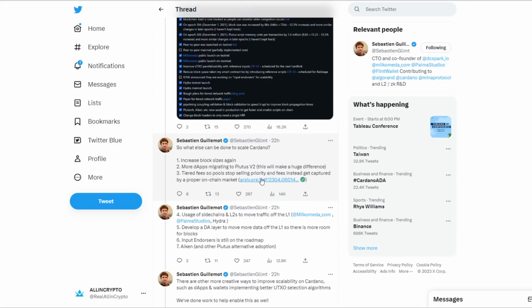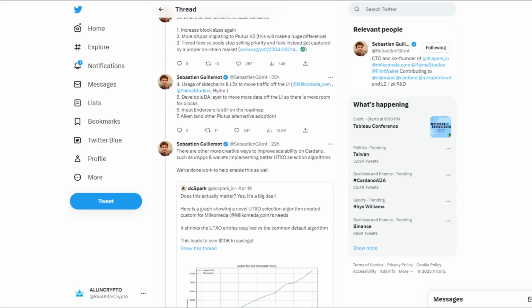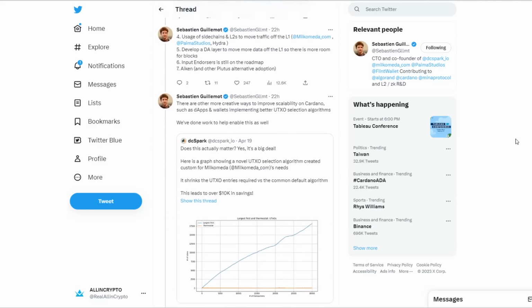Tiered fees, so pools stop selling priority and fees instead get captured by a proper on-chain marketplace. This is why I think Sebastian's such a great mind, because he's at the heart of all of this. Usage of sidechains and layer twos to move traffic from the layer ones, Milkomeda, Pyama, and Hydra.